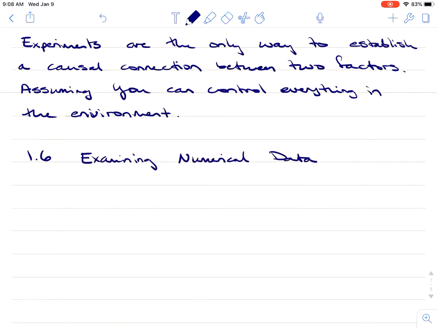So like I said, we're going to be working with numerical data, and then we change our focus to categorical data, right? How do we analyze categorical data? So in the beginning, we'll just start with numerical, and then we'll kind of change gears and look at categorical data. Okay.